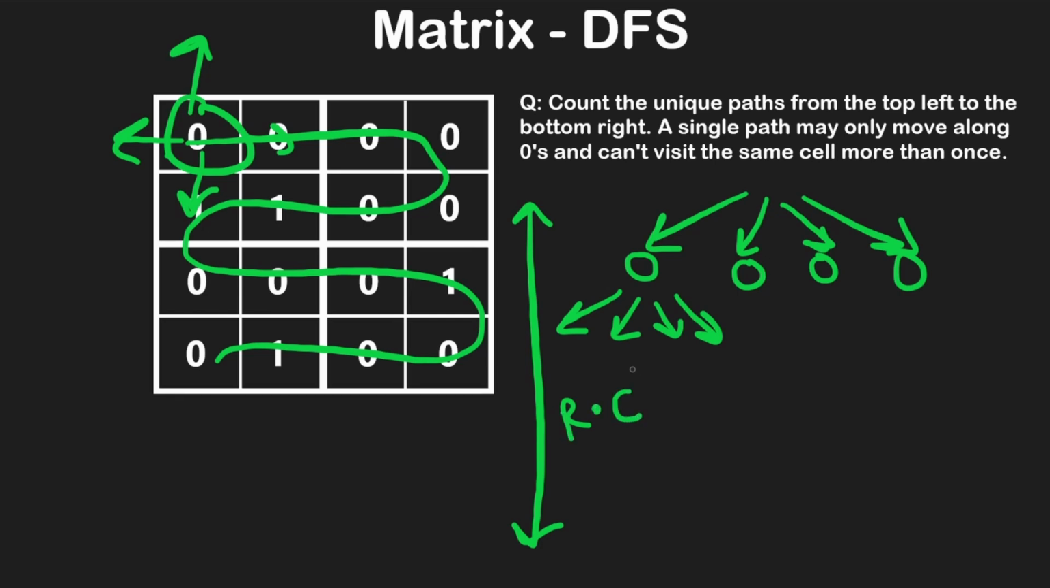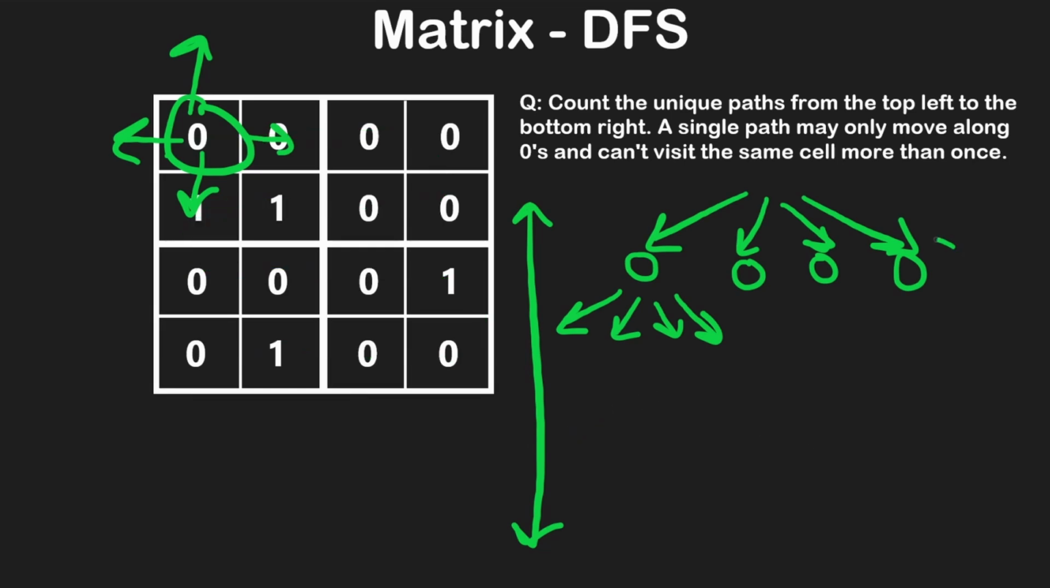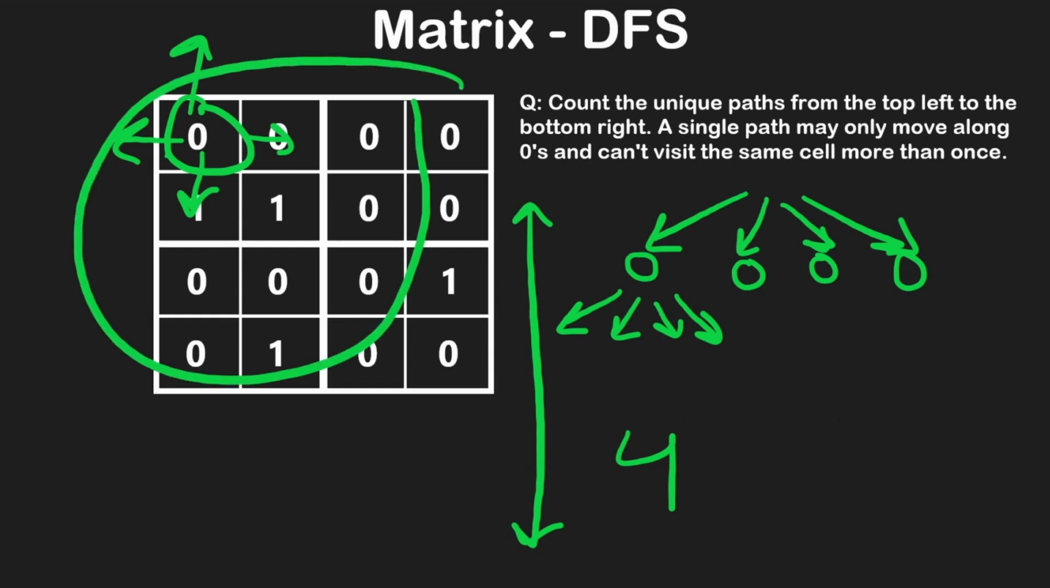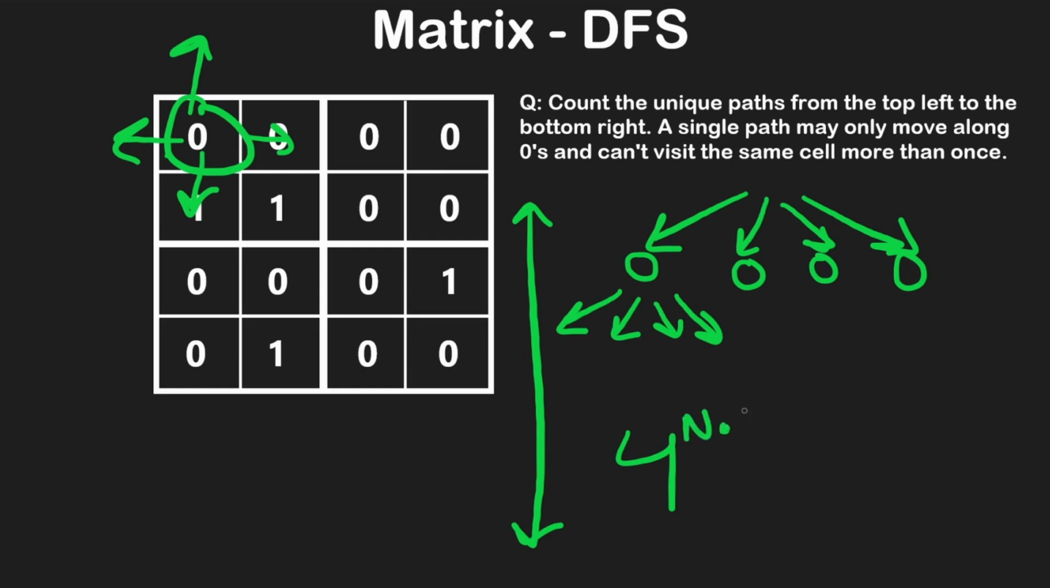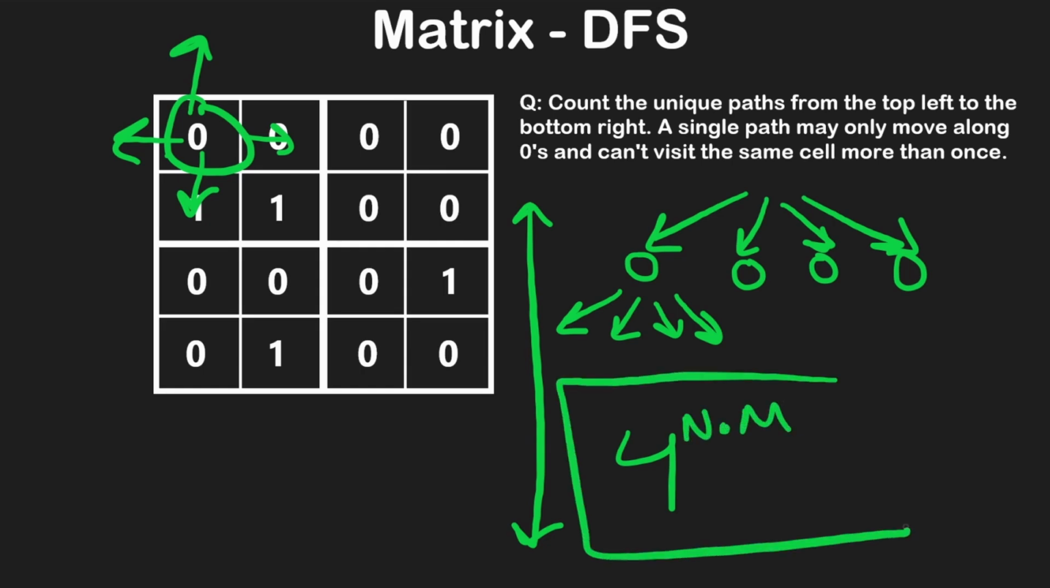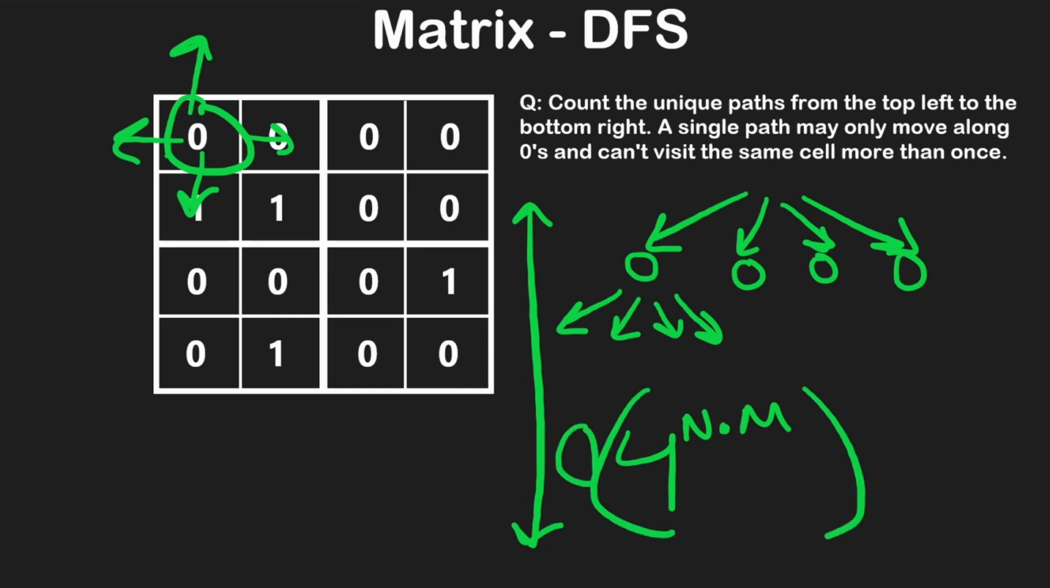Now, if you recall from our binary tree analysis, this is going to be basically the number of branches, which in this case is 4, raised to the power of the height of the tree, which is R times C. More commonly, people will use the dimensions to mean N times M. So you could say that the time complexity of this is going to be 4 to the power of N times M. That's the big O time complexity. So this is not very efficient, but that's expected when it comes to brute force DFS backtracking.